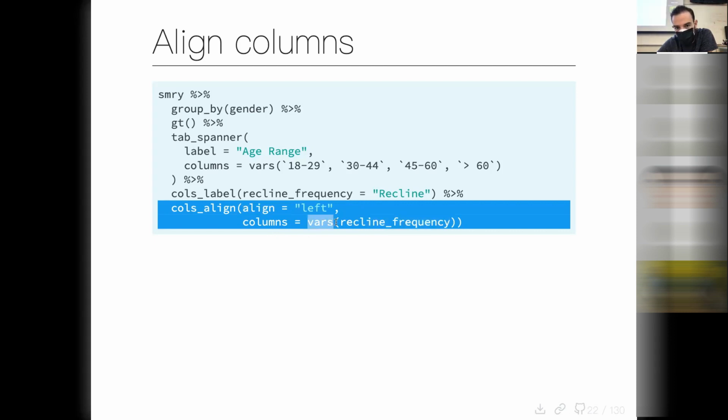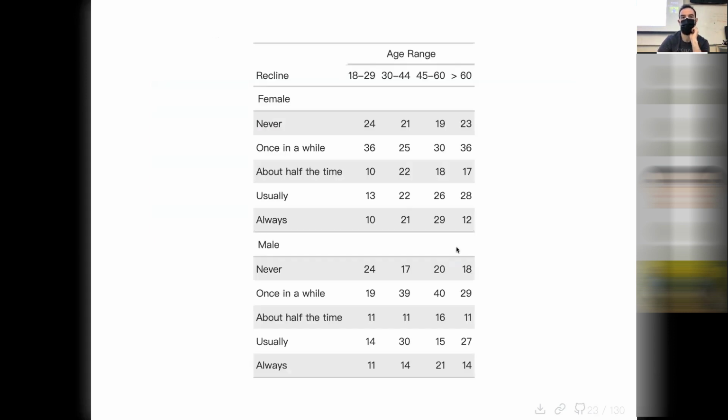And notice I have this vars thing I'm wrapping this in. This is because we could potentially have multiple variables that we want to pass it to. And so we could say left, vars, recline frequency, age, whatever, however many other ones we have. We could just pass them with commas inside of this vars thing. Okay, and that shoves them all over. Really, ideally, I'd probably want these actually indented just a little bit, but I didn't do that. I'm sure there is a way to do that.